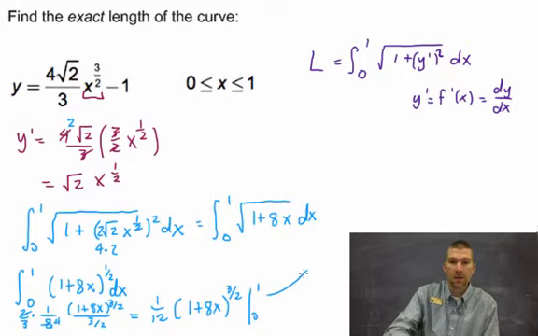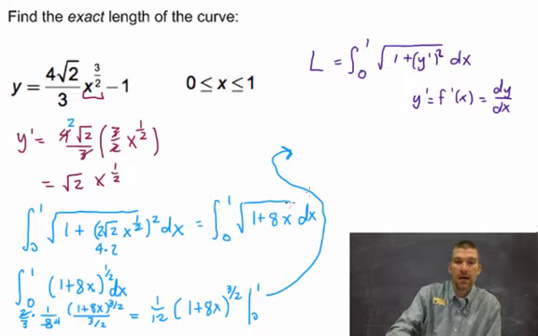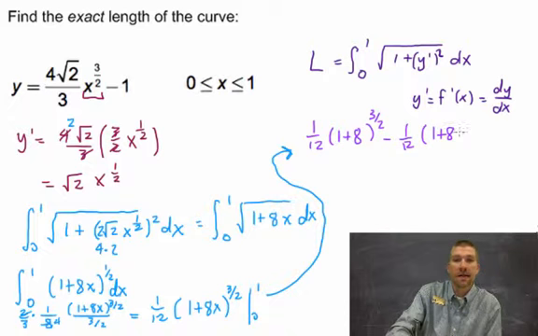Okay, so I'm going to come up here where I got a little bit more space, and we're going to finish this guy off. Now I do my stop minus my start, so I stop at 1, so it's going to be 1/12 times 1 plus 8 times 1 to the 3 halves, minus 1/12 times 1 plus 8 times 0, which is going to be 0 to the 3 halves.